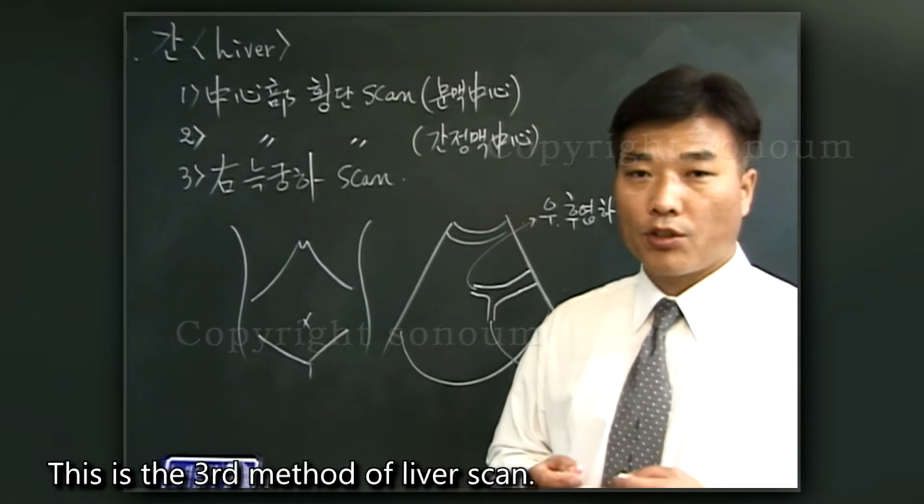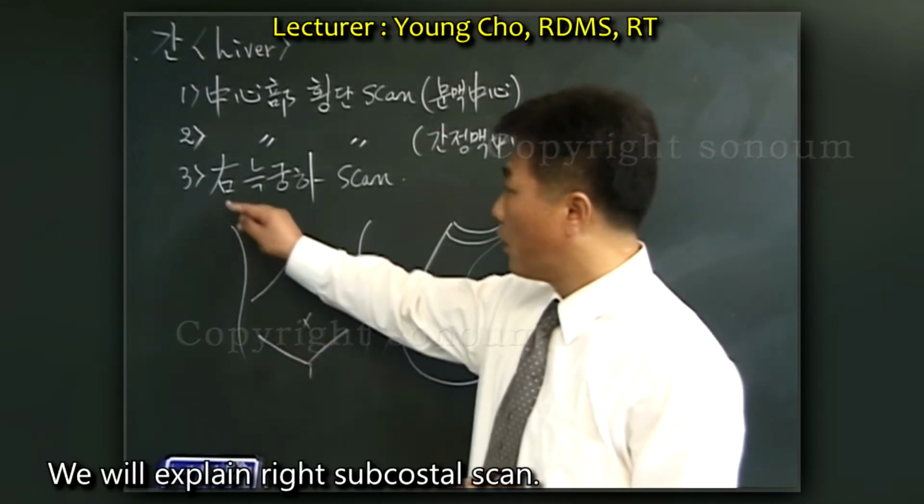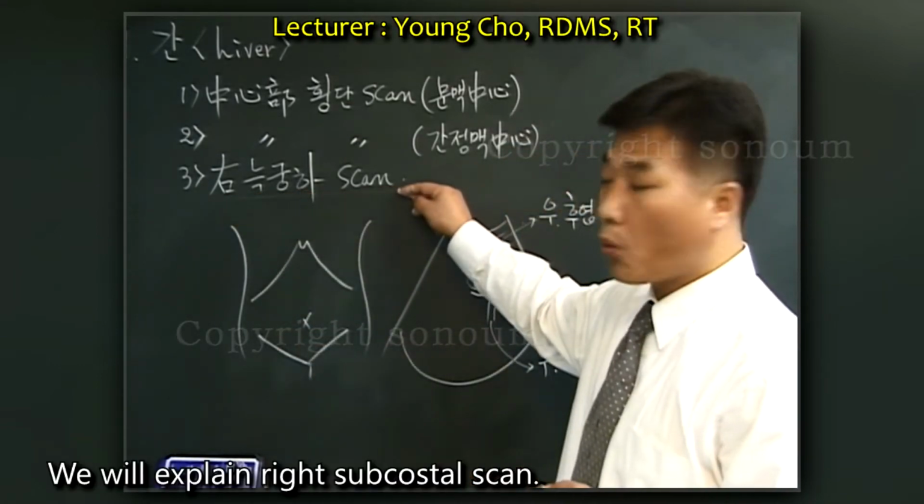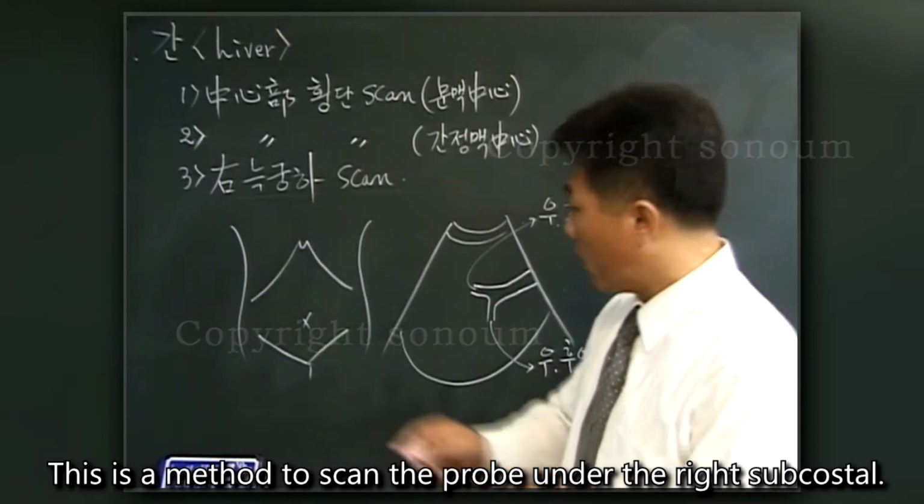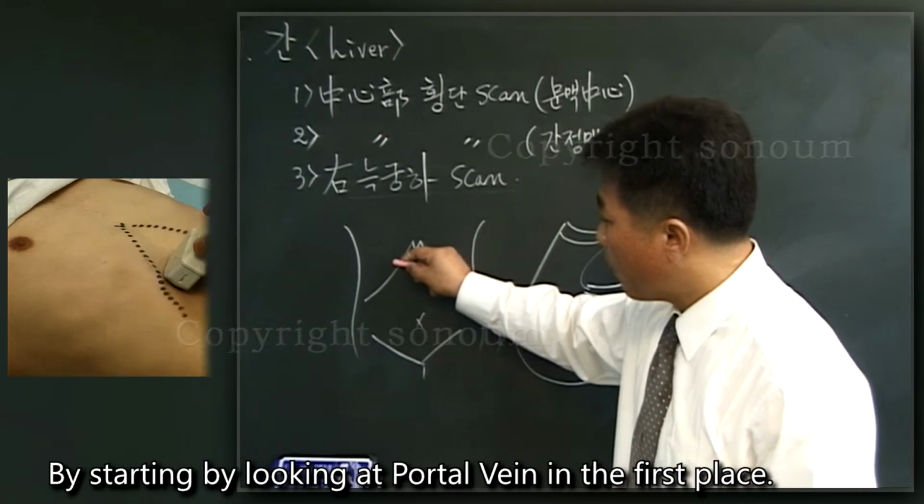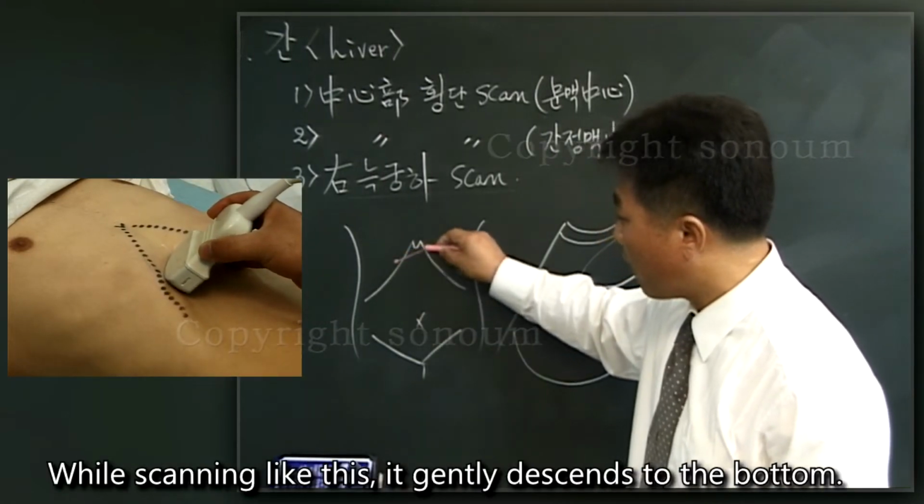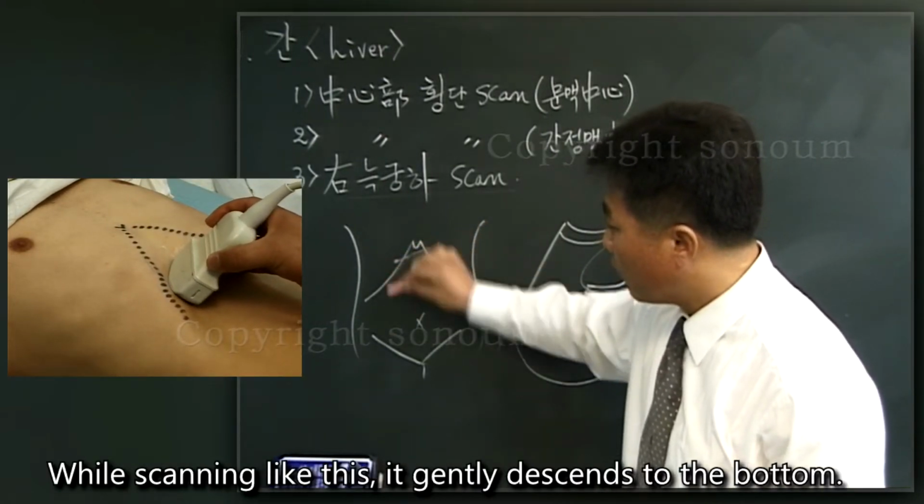This is the third method of liver scan. We will explain the right subcostal scan. This is a method to scan with the probe under the right subcostal. Starting by looking at the portal vein in the first place, while scanning like this, it gently descends to the bottom.